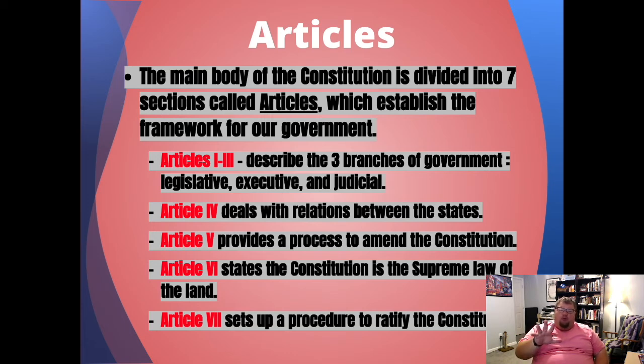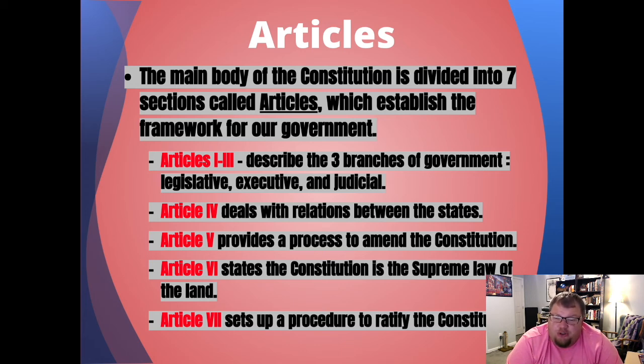Then Article 4 deals with the relations between the states. So how is the relationship between North Carolina and South Carolina going to work? Then Article 5 provides the process on how to amend the Constitution. And the reason they wanted to add the ability to have amendments is because the founding fathers saw that this document, the Constitution, is a moving document, meaning that it is alive and can be changed over time when new things arise. And as society changes, the Constitution can be amended.